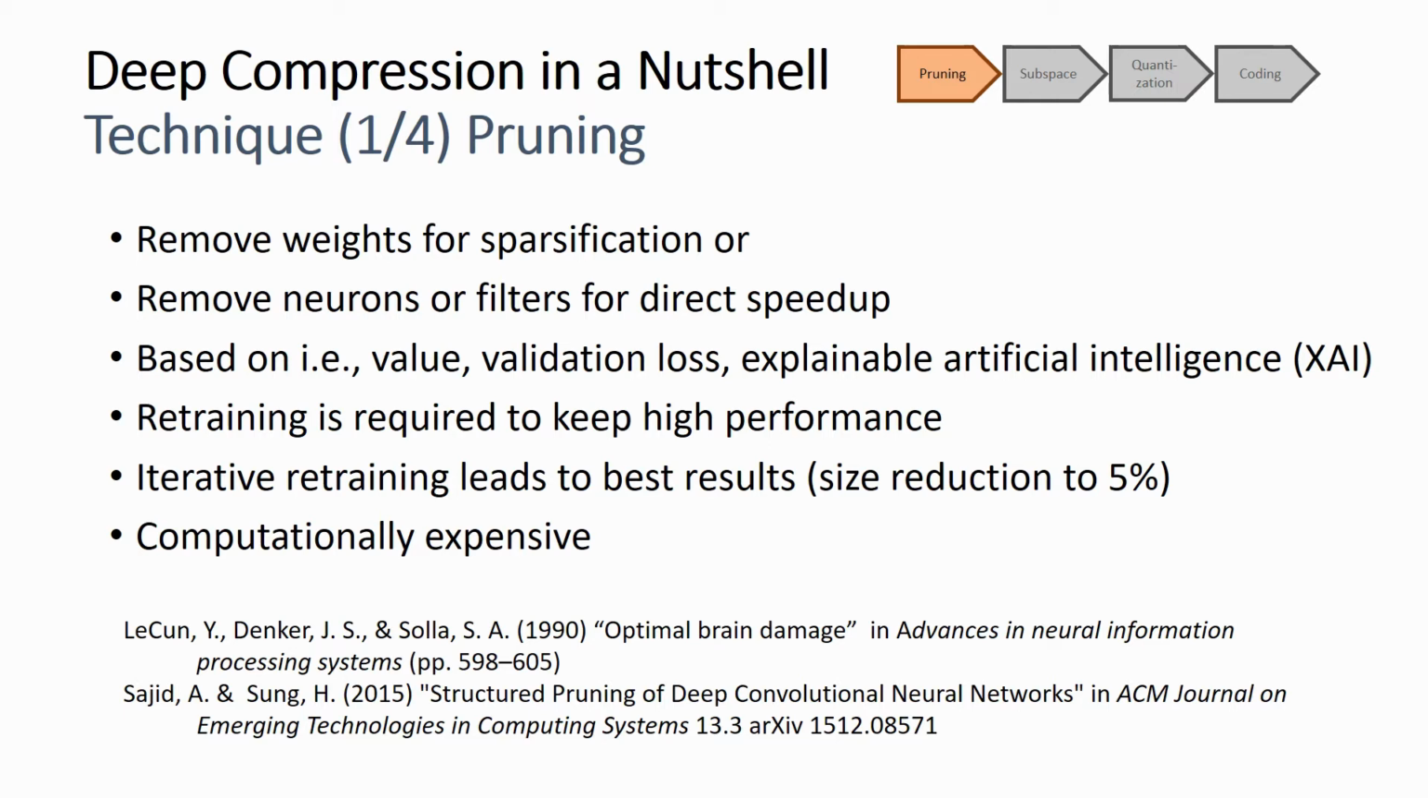Retraining is required to keep a high performance of the network. It can be seen that iterative retraining leads to the best results. This means that each time part of the network is removed, one or more epochs are trained, which is computationally expensive.